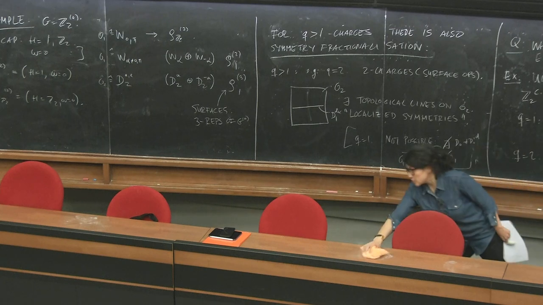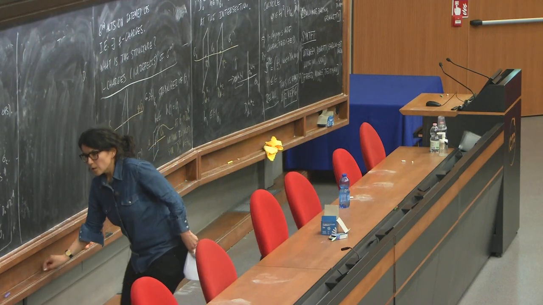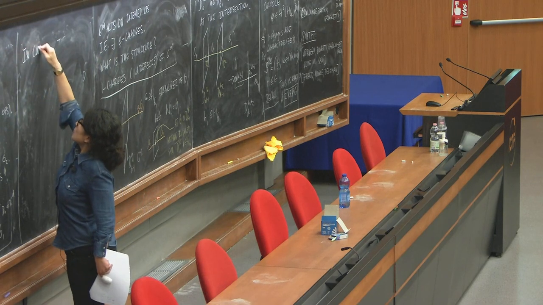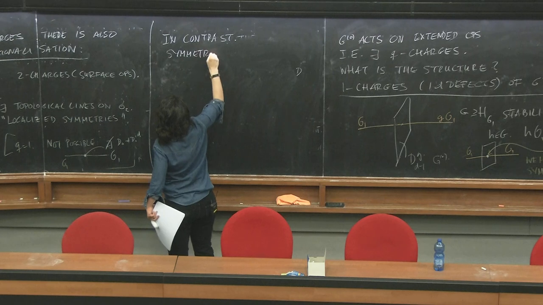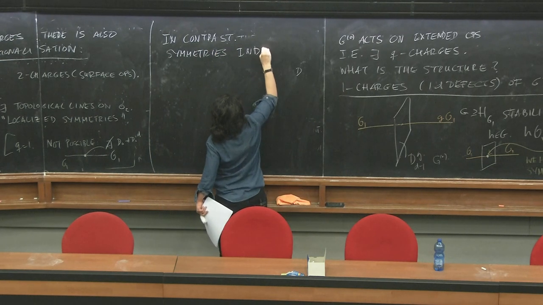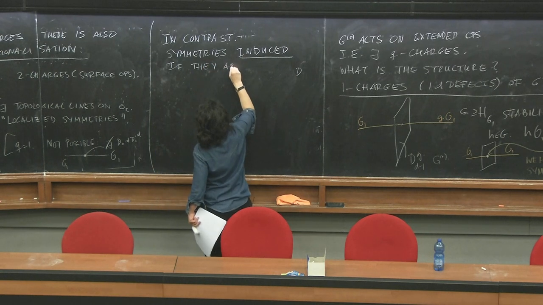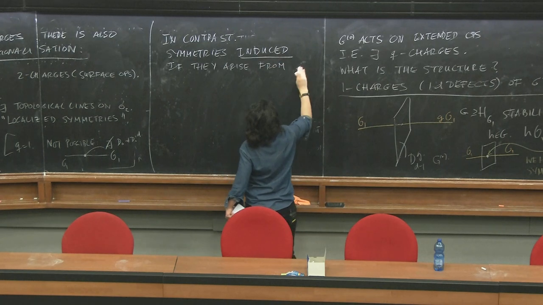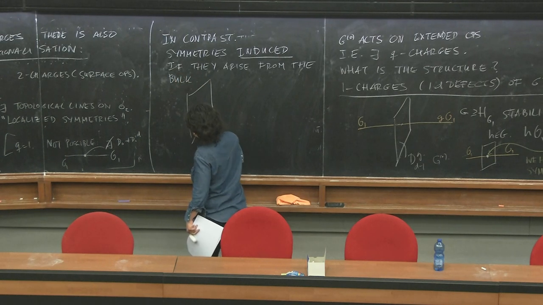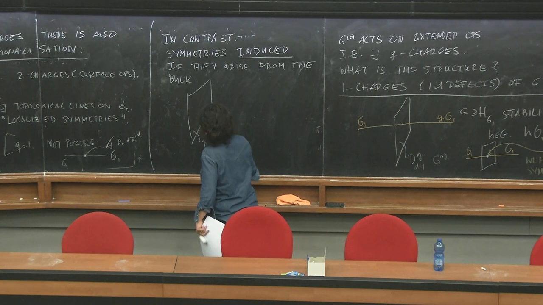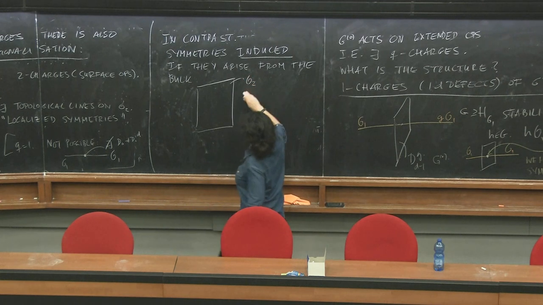Actually, let me also define what an induced symmetry is, just for completeness. So in contrast, we'll call symmetries induced if they arise from the bulk. So we have some symmetries, so we're looking at our, I want to draw the picture like this, sorry, one second. So this is our O2. This is the thing we're trying to characterize.